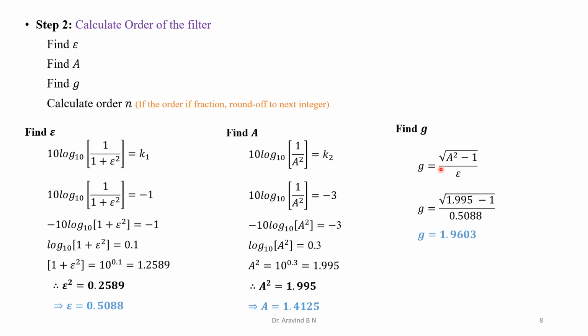G is square root of A square minus 1, divided by epsilon. A square is known, epsilon is known. So substitute and we get G is equal to 1.9603.